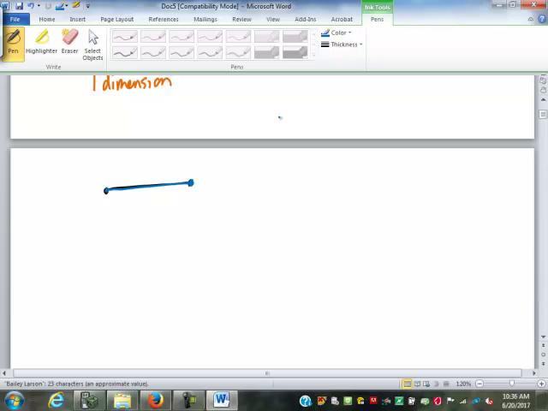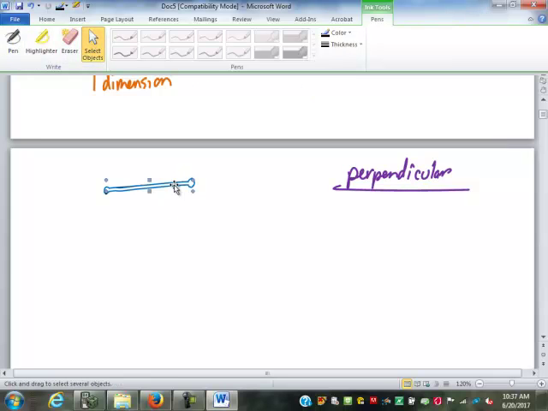Now, a concept in math is the concept of perpendicular. Perpendicular just means at a right angle. It's a little bit more powerful than that because it means at a right angle in every measurable direction. But we'll talk about that more later. We could take that segment and move it in a second direction perpendicular to the first one, at a right angle to the first one.